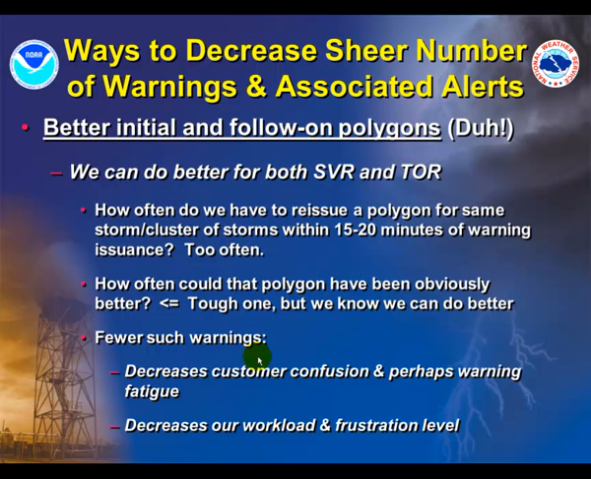We don't have to keep track of as many warnings. We don't have orphan polygons sitting out there that we're afraid to cancel because we might confuse someone, but we've replaced it with another polygon, and having to worry about taking something off NOAA Weather Radio because it's been replaced or no longer in effect, but we can't cancel it through an SVS because of fear of confusion. So if we can draw better polygons, more intelligent polygons, we can decrease our workload and frustration.